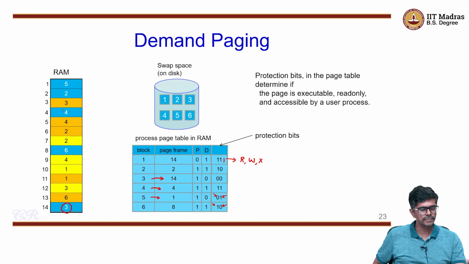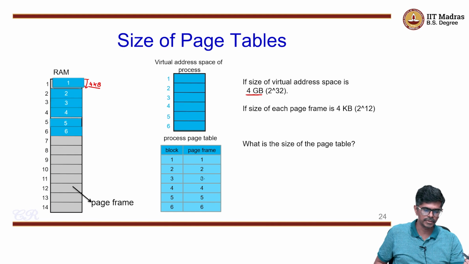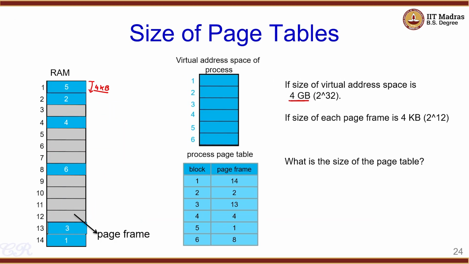So what we've seen is that corresponding to each process, we have a process page table, right? Now let us try to understand what is the size of this page table. If we assume a 32-bit system, then the virtual address space, as we've discussed earlier, ranges from 0 to 2 power 32 minus 1, and that corresponds to 4 gigabytes, right? Now, if the size of each page frame is 4 kilobytes, that corresponds to 2 power 12 bytes, right?